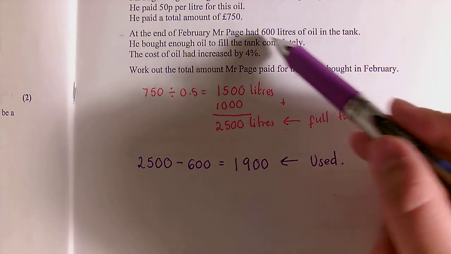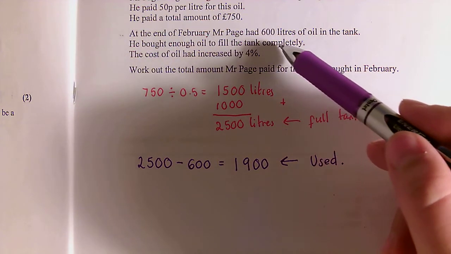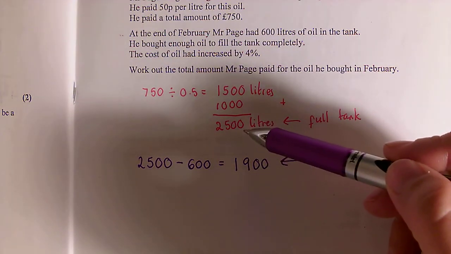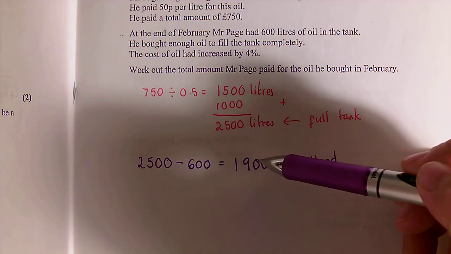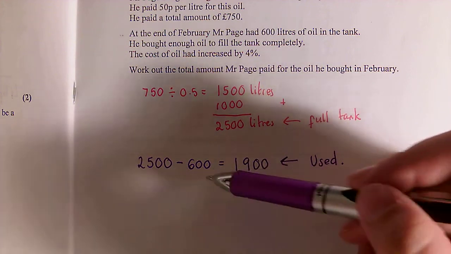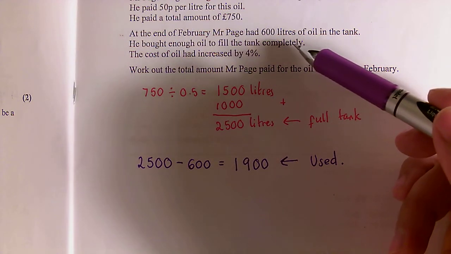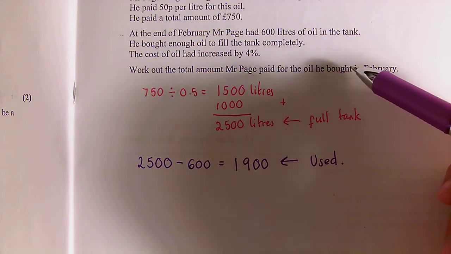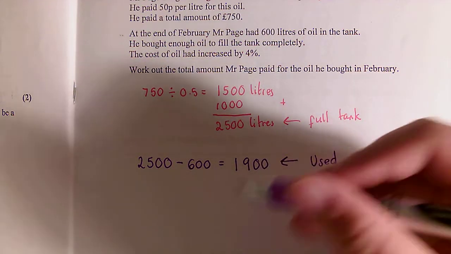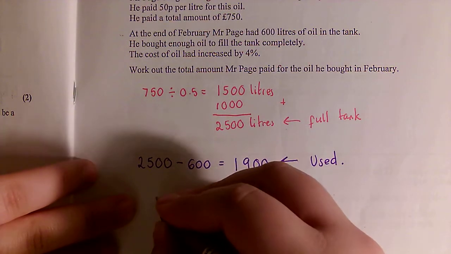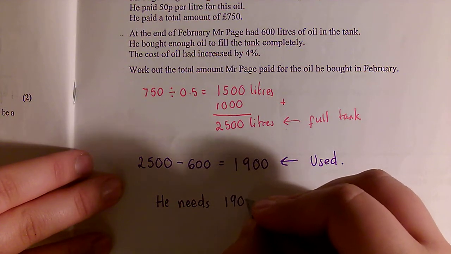At the end of February, Mr. Page has 600 litres of oil left in the tank. He bought enough oil to fill the tank completely. Now we know that a full tank is 2,500, and he has already used 1,900 because all he's got left in there is 600. Work out how much he paid for the oil in February. Okay, so he's used 1,900 and he needs to get that back again because he needs to fill the tank up. So again, I'm just going to write little notes to myself in the examiner. He needs 1,900 litres of oil.